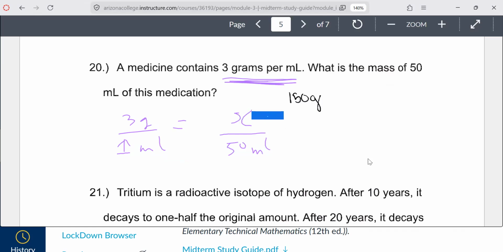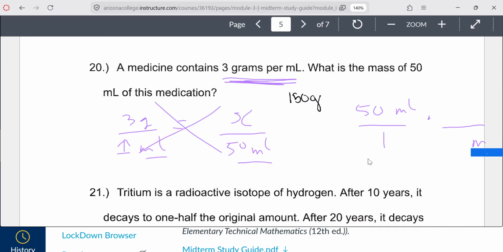You see it. So ml, grams, grams on top, and then you cross multiply. If you're doing dimensional analysis, you're doing 50 ml over 1 times. Now you put ml here, and then you put grams there. So this would give me 3 grams and then 1 ml. That is from here. 3 grams and 1 ml. And that's it. It's the same thing. All right, number 21.